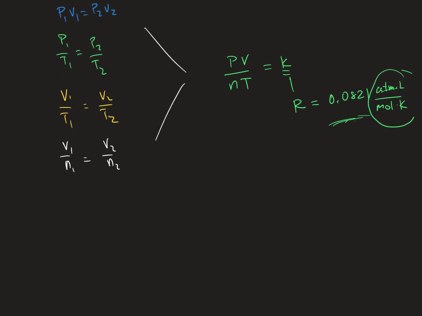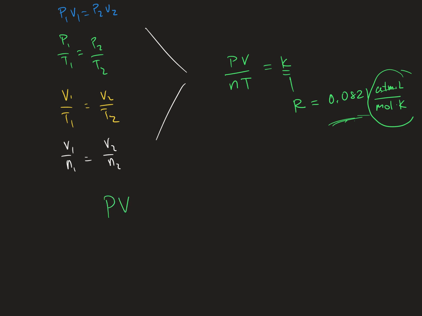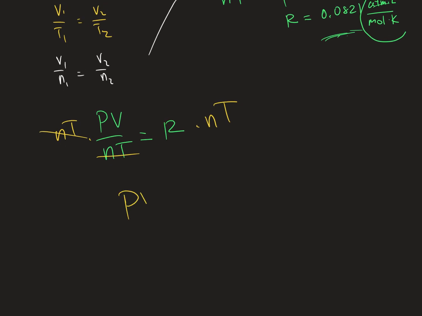And then we can rearrange this. So we have PV over NT equals R. Let's multiply both sides by NT. Why? Just for kicks. Then we get PV equals NRT.